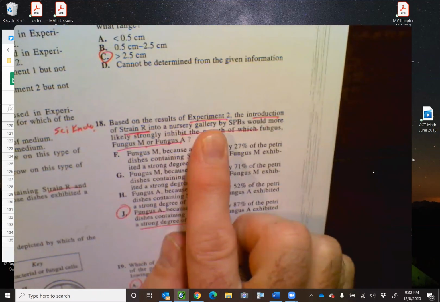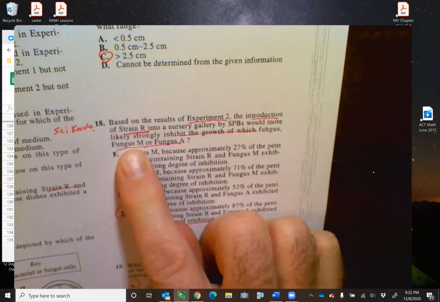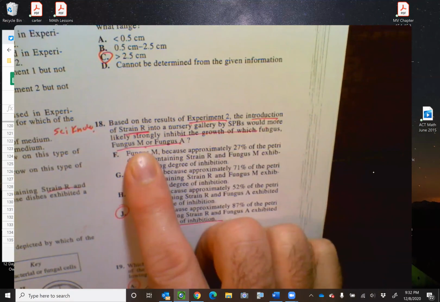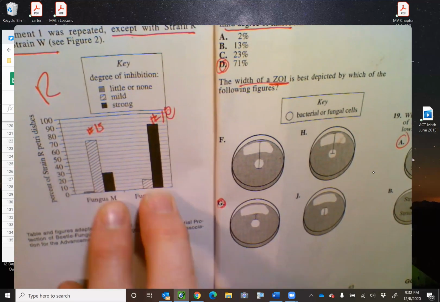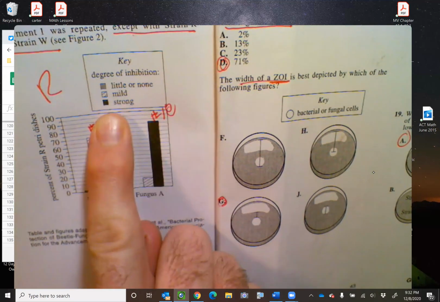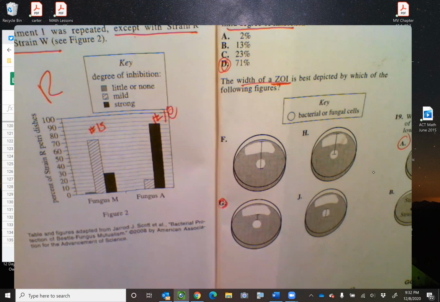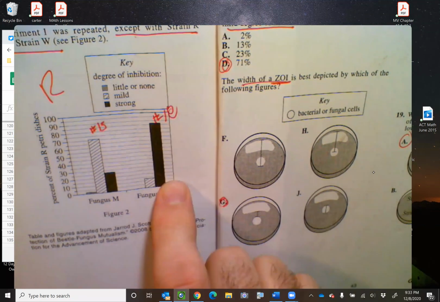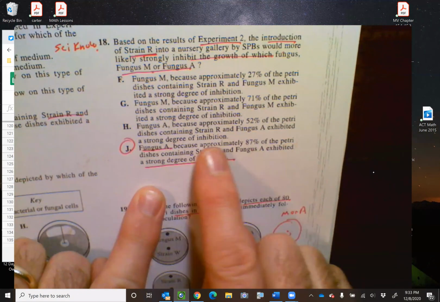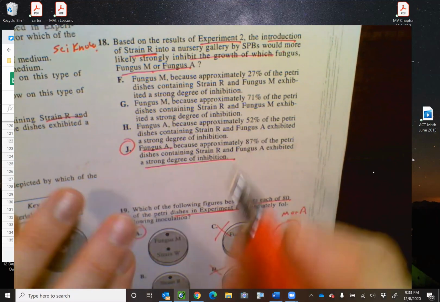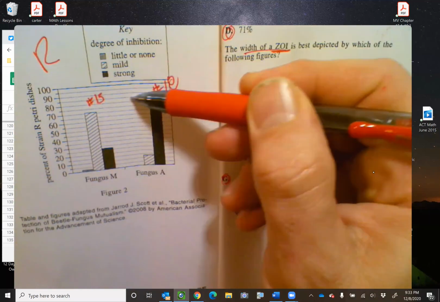Number 18, based on the results of experiment number 2, right? The introduction of strain R into this would more likely inhibit the growth of which fungus, M or A? Well, let's look. When we put it in there, which one would it affect more? I think it would affect fungus A the most because the strong influence is what's influenced most on A. It's not going to let it grow very much. So it's got to be fungus A. So it's either H or J. They both say fungus A, but notice the difference is the percent, right? 52% versus 87. If we look at the chart, we can see that this one's definitely closer to the 87 than the 52.